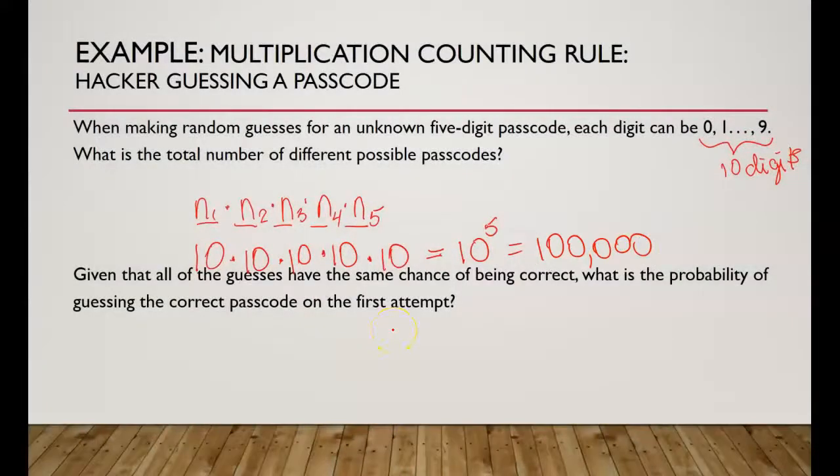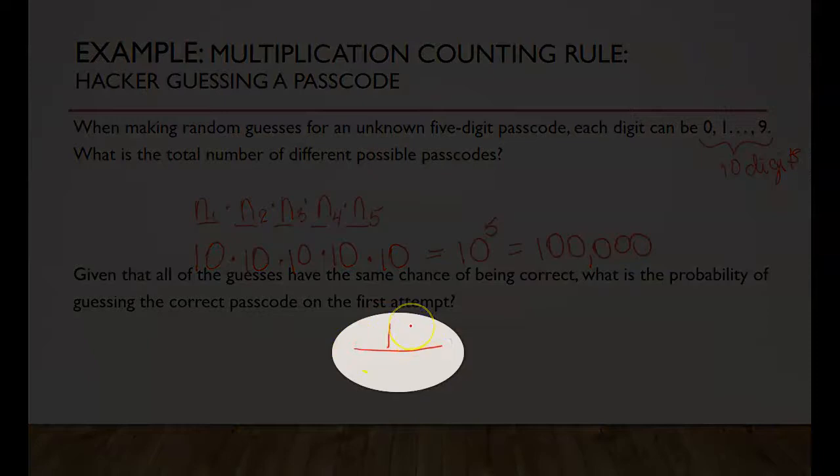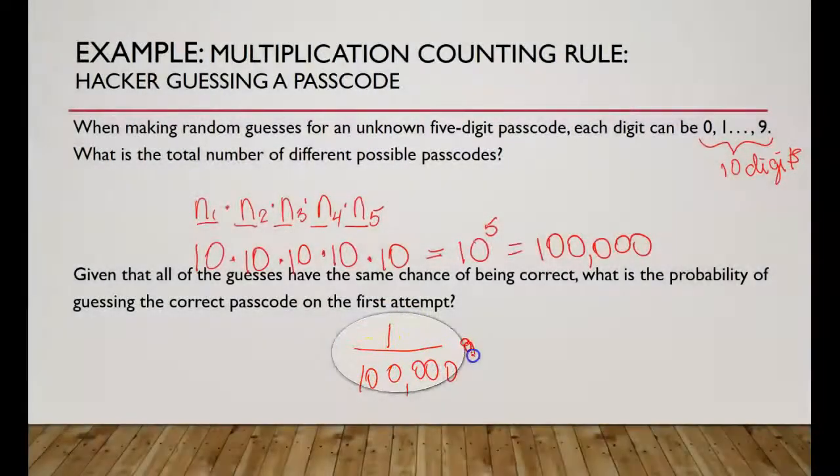Given that all the guesses have the same chances of being correct, what is the probability of guessing the correct passcode in the first attempt? Because all of the passcodes are equally likely, the probability of getting the correct passcode on the first attempt is 1 out of 100,000, or 0.00001.